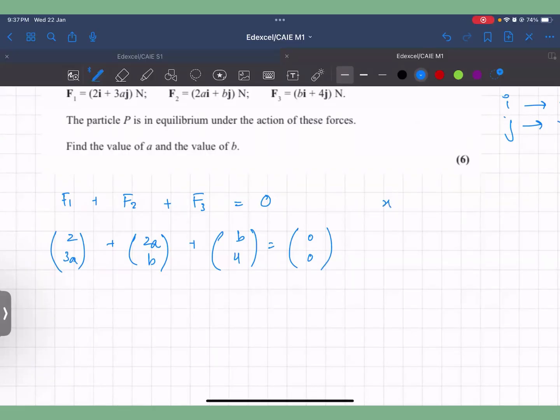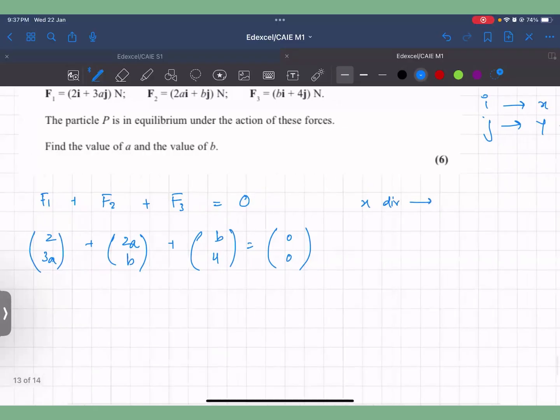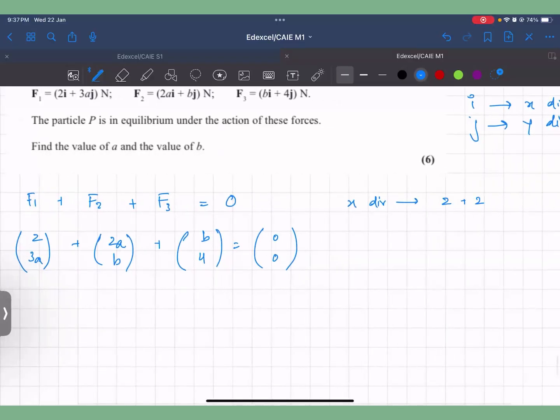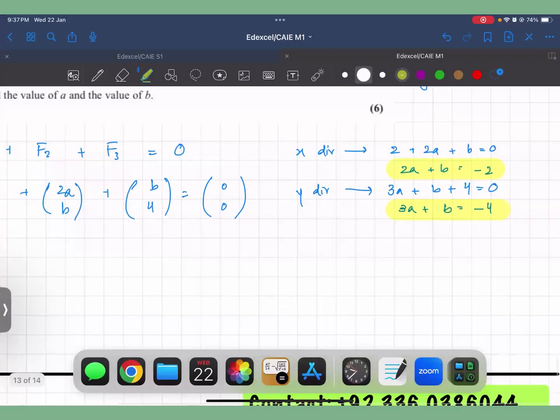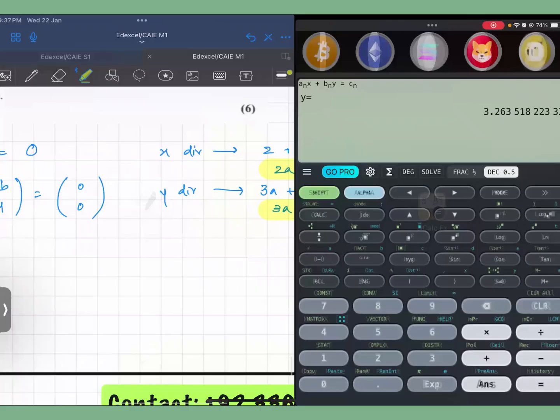In the x direction, it would be 2 plus 2a plus b equals 0. So 2a plus b equals minus 2. This is the first equation. In the y direction, you can do 3a plus b plus 4 equals 0. So 3a plus b equals minus 4. This is your second equation. And now you can solve them simultaneously. You will get the values of a and b.